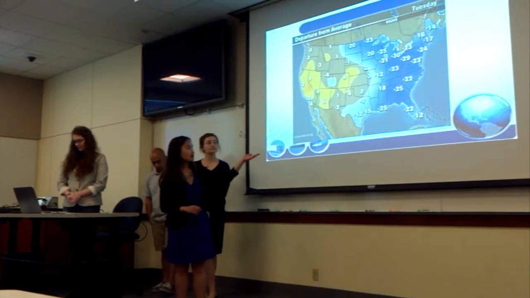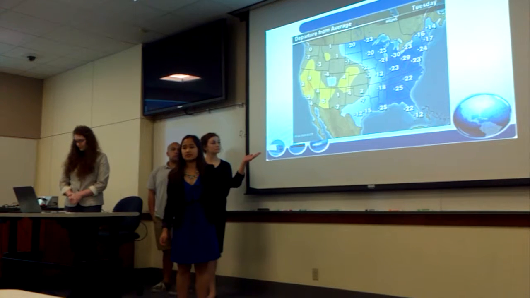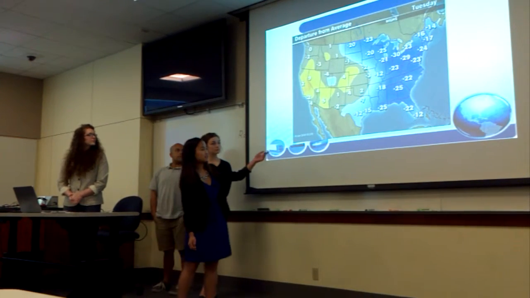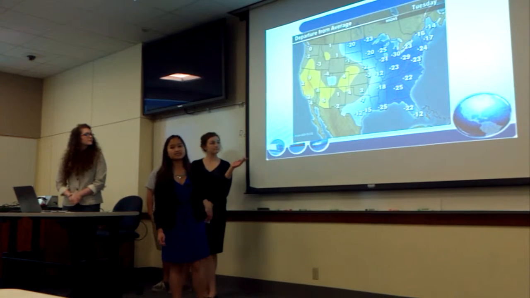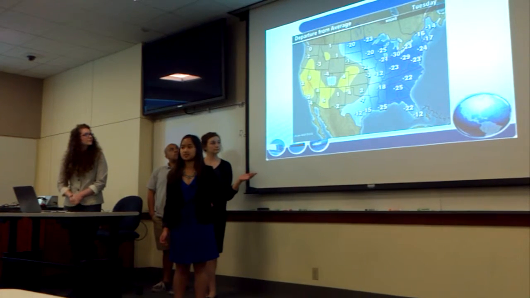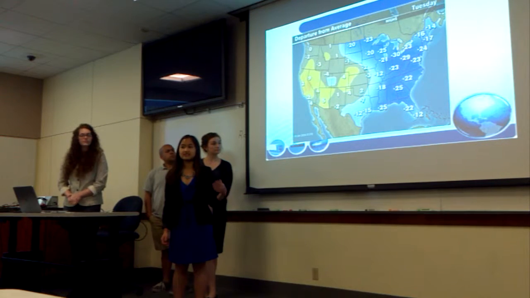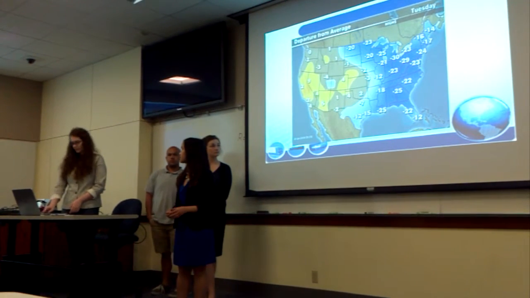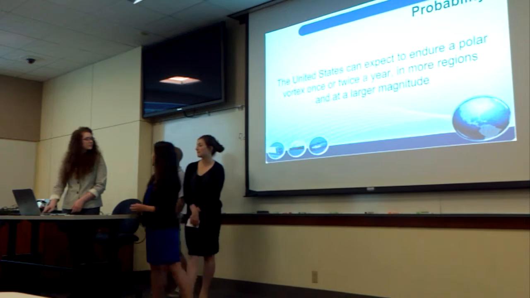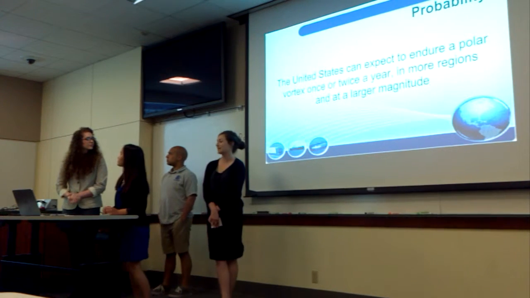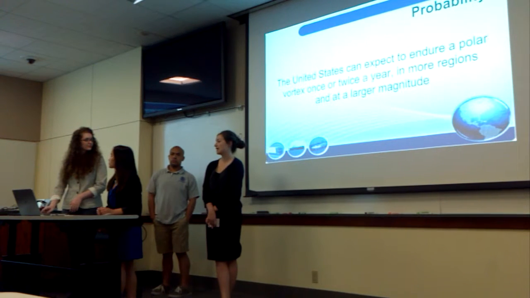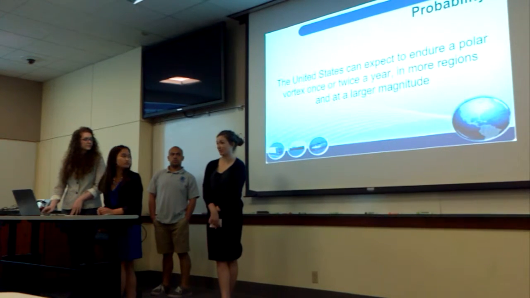And here we have a map of deviations from average temperatures in the area during this winter season. And we can see that this will be as extreme as 30 degrees below the average temperature. So for magnitude, we're looking at very cold temperatures and extreme deviations. The United States can expect to endure a polar vortex once or twice a year in more regions and at a larger magnitude.